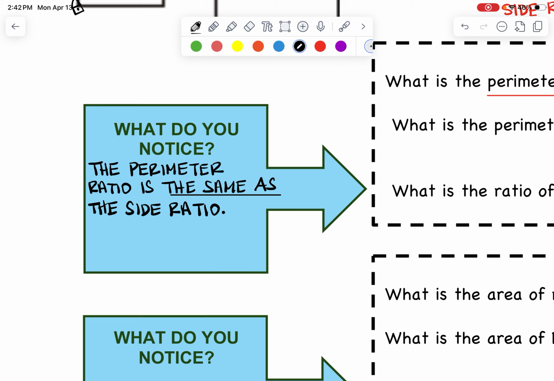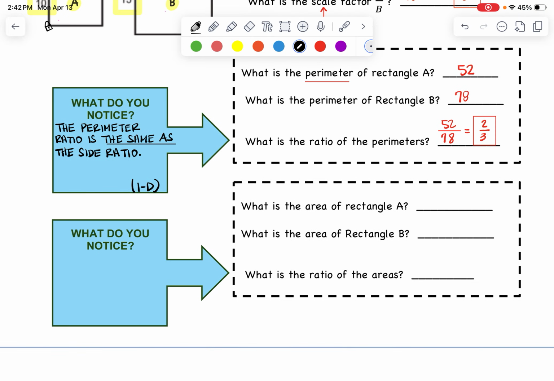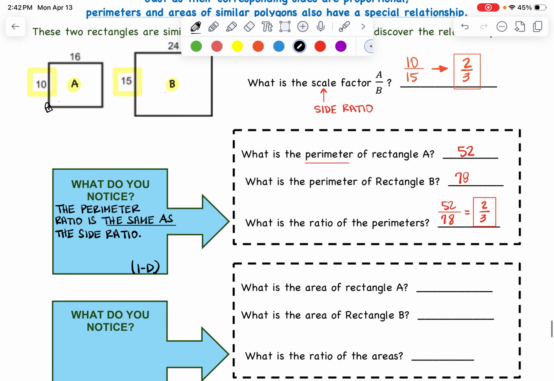If I had two totally random rectangles or triangles or whatever shape, then that wouldn't be true unless they were similar. And again, I'm going to put that reason here. It's because perimeter is a one-dimensional measurement, right? We're just adding length. We're just adding them all up, but it's still just finding length. Okay? All right, now we're going to go look at the area of the rectangles.